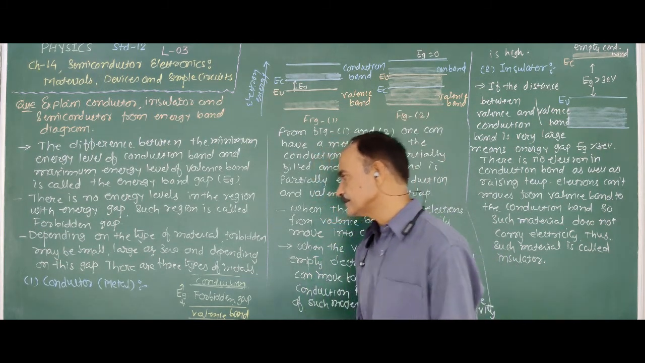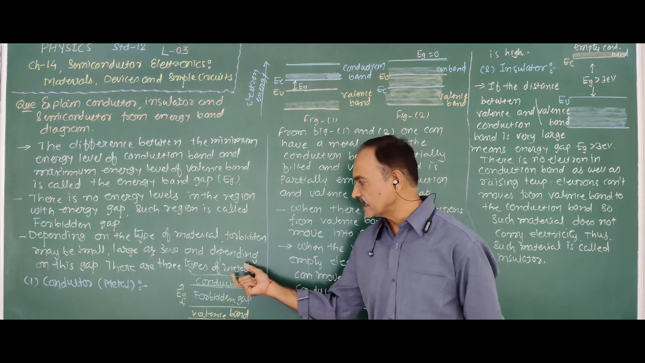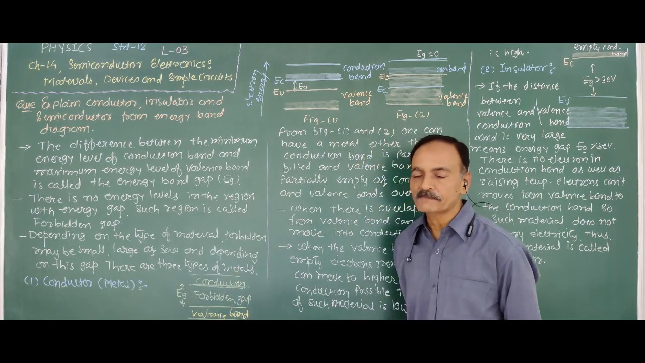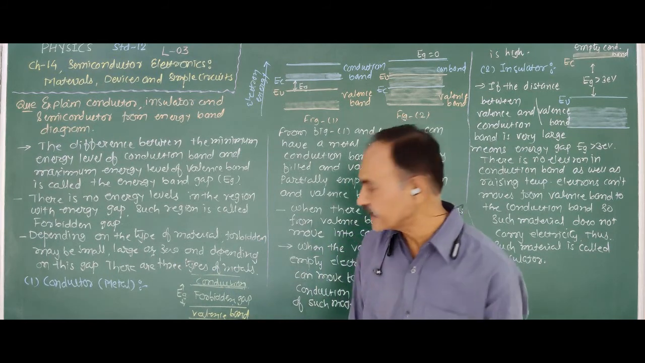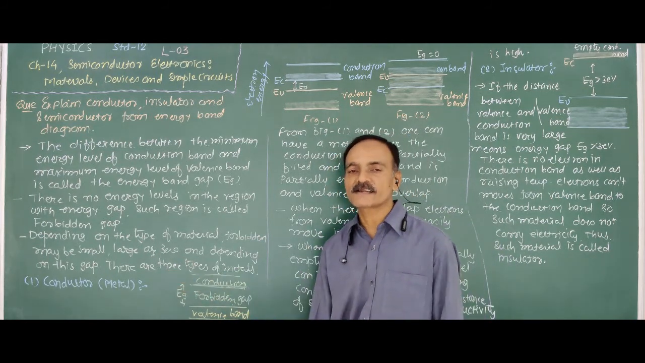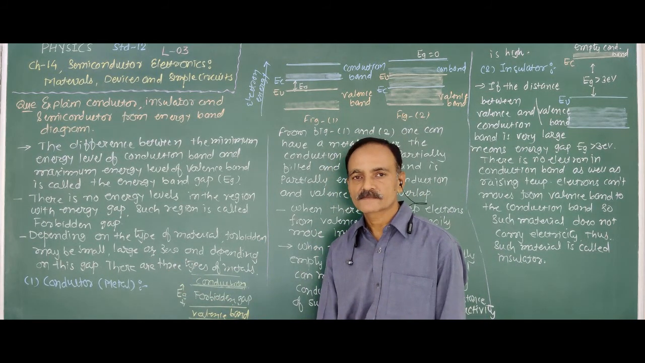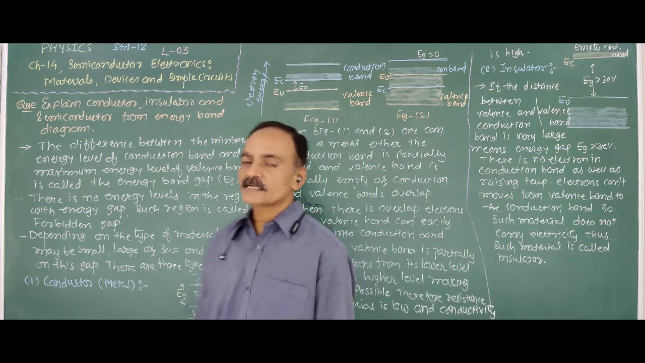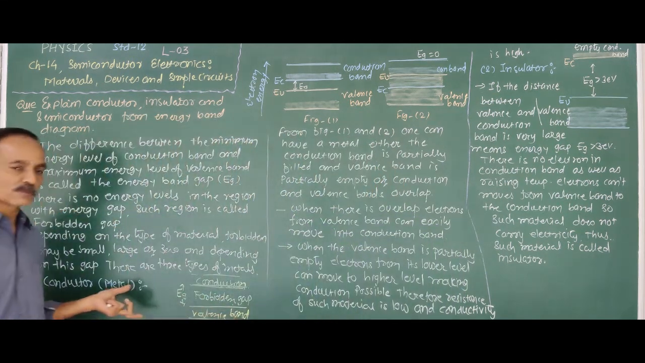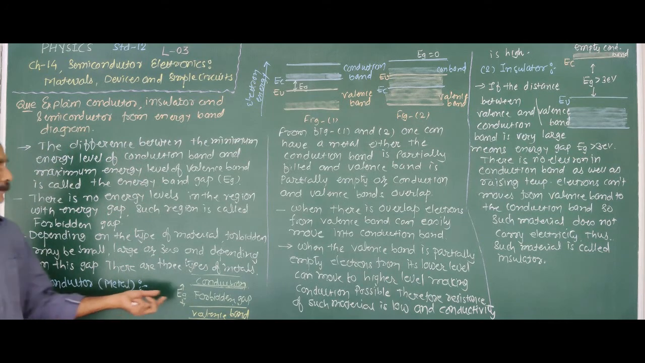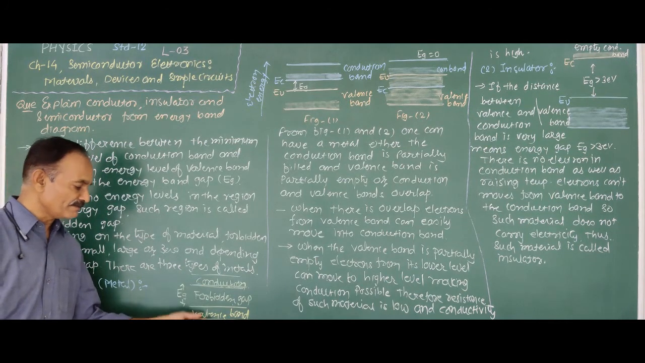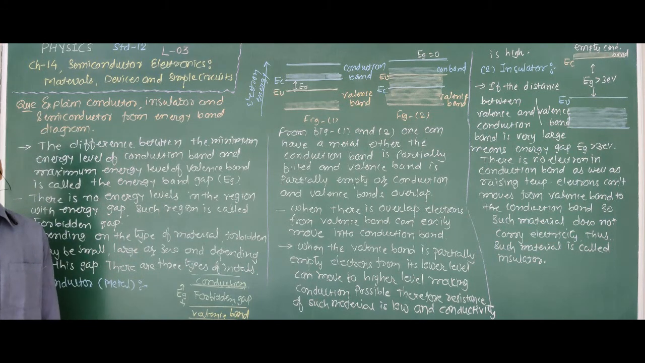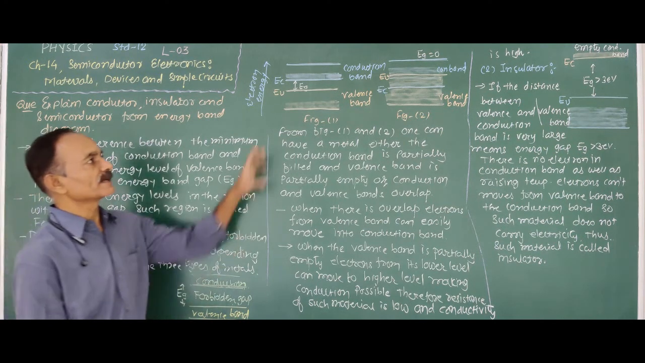Based on the size of the forbidden gap, the material is divided into 3 categories. One is the conductor, that means the metal. In a metal, the forbidden gap is very small, or the forbidden gap is 0. That means the energy levels of the conduction band and valence band overlap each other, as shown in the figure.